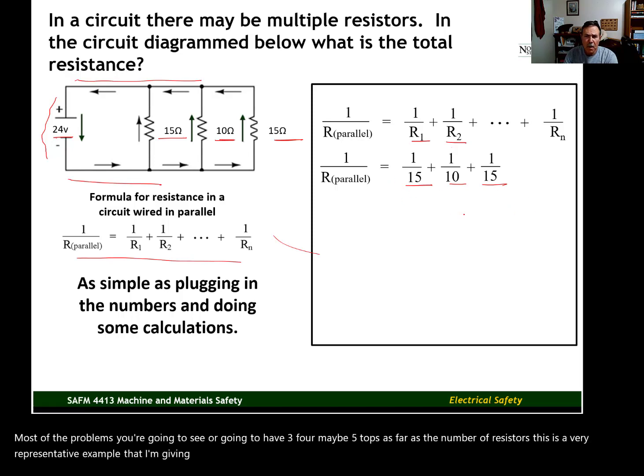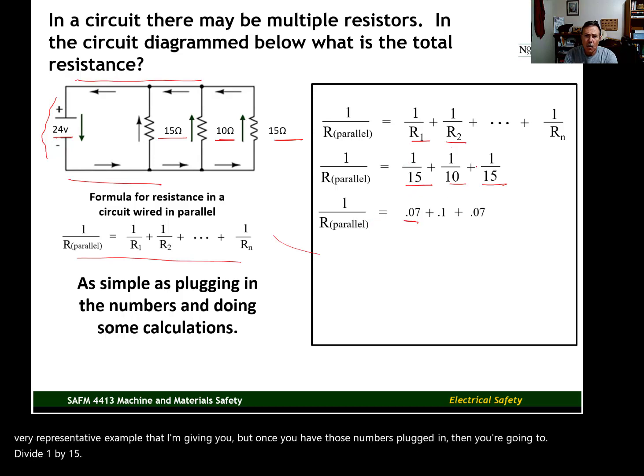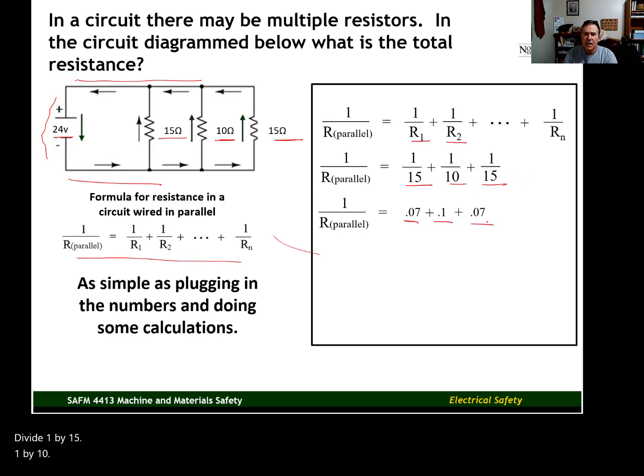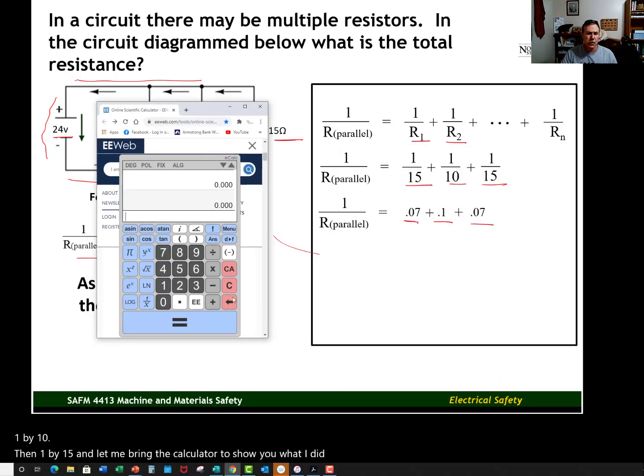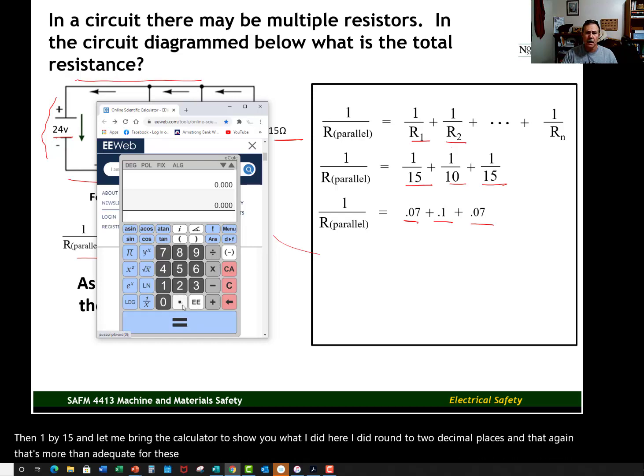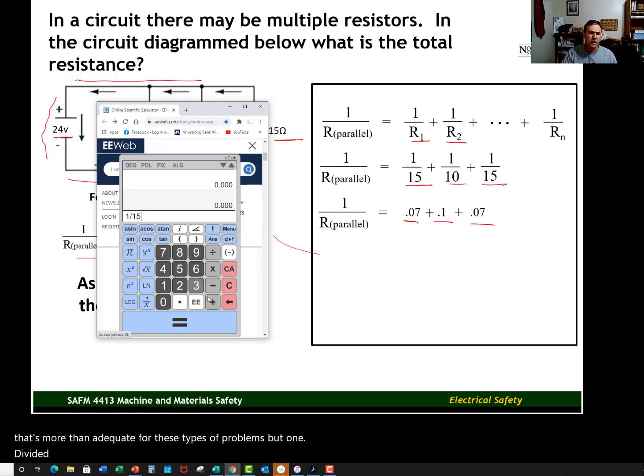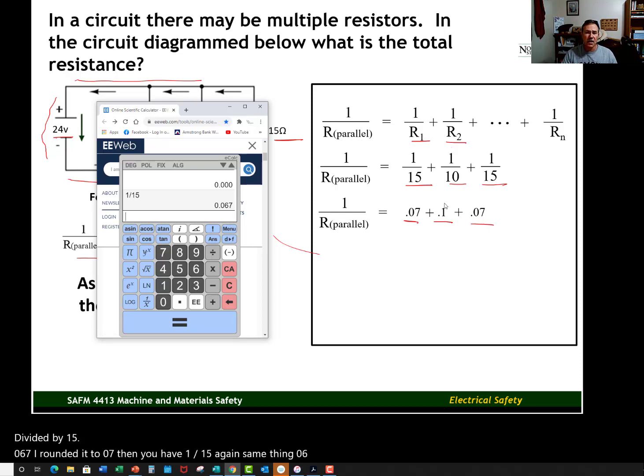But once you have those numbers plugged in, then you're going to divide 1 by 15, 1 by 10, then 1 by 15. And let me bring up the calculator to show you what I did here. I did round to 2 decimal places, and that's more than adequate for these types of problems. But 1 divided by 15 is 0.067, I rounded it to 0.07. Then you have 1 divided by 15 again, same thing, 0.067, rounded to 0.07. Then 1 divided by 10 is 0.1. We really don't need the calculator for that.